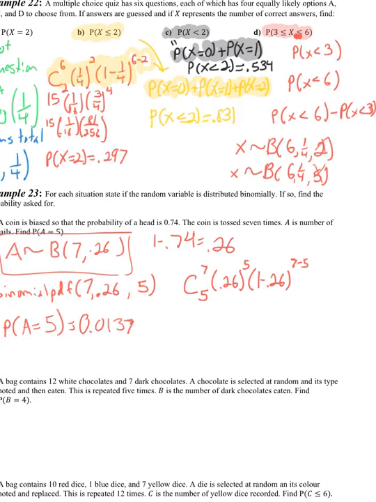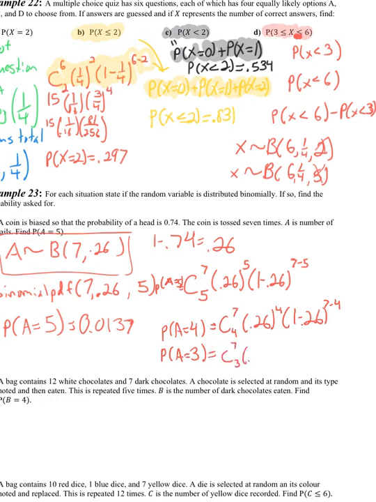But this right here only gives me the probability of 5. So what I would need to do then is also do the probability of 4, which would be 7 choose 4, and I would need to do this for 4, and 7 minus 4. It's just like a summation like what we did in binomial theorem last year. I would need to do the probability of 3. I'd do 7 choose 3.